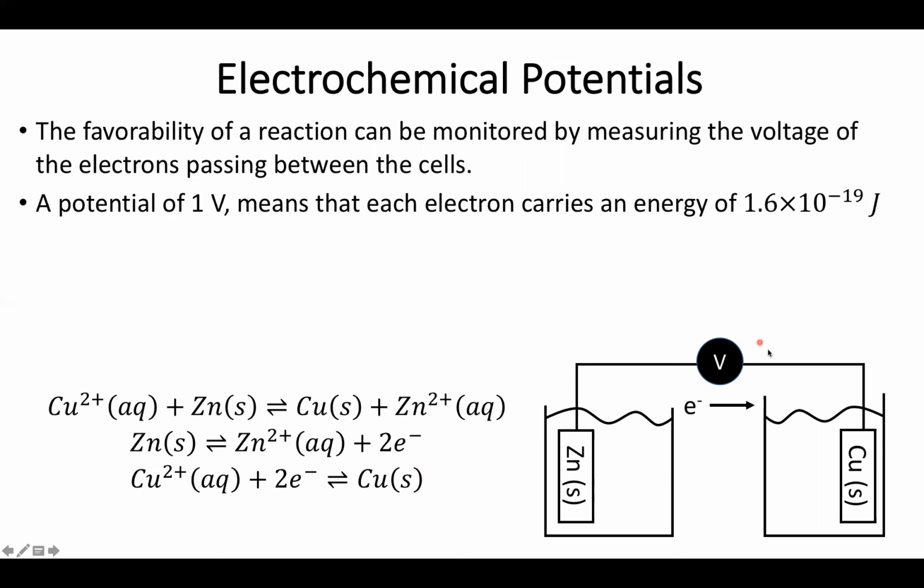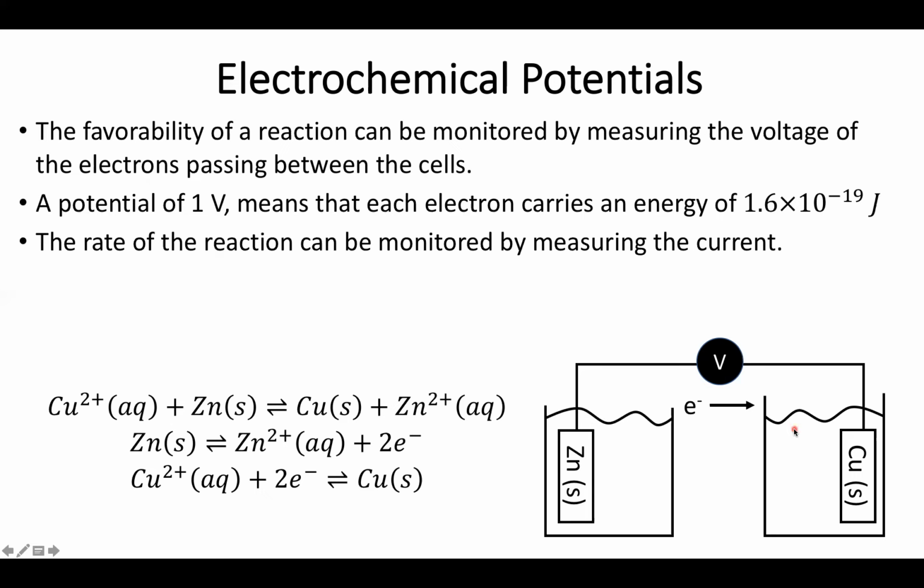However, it does feel like this is a little bit low of an energy. But remember, we're dealing with individual electrons and not moles of electrons. And it turns out we've got a lot of electrons moving at any given time. You can look at the rate at which these electrons are going from one side of the reaction to the other by measuring the current of the system.